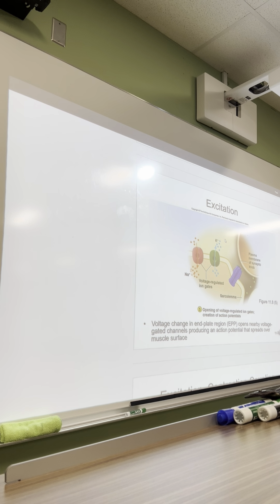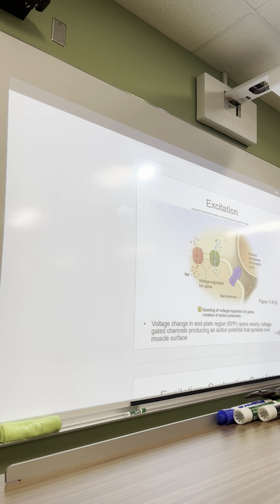So this is number 5. We're opening the voltage-regulated ion gates. We're creating an action potential. So remember, action potential is a message over a longer period, right? Graded potentials are shorter, as we spoke. So it tells us the voltage change in the end-plate region opens nearby voltage-gated channels, producing an action potential that spreads over the muscle surface.